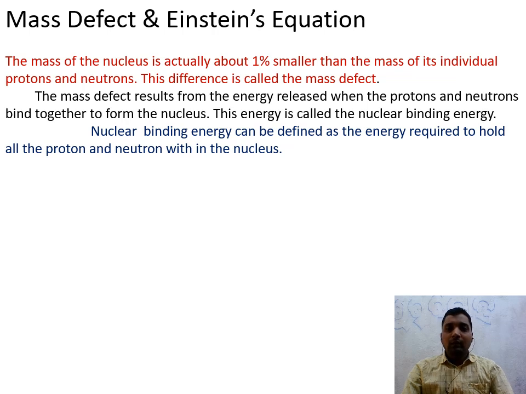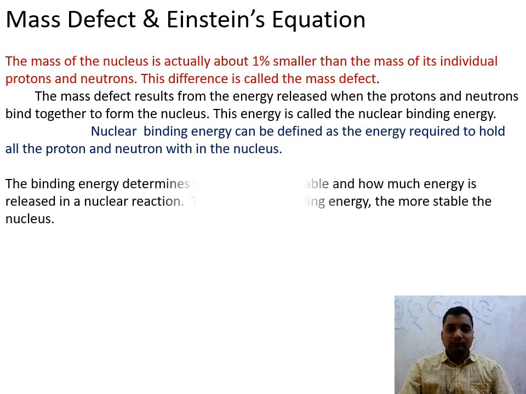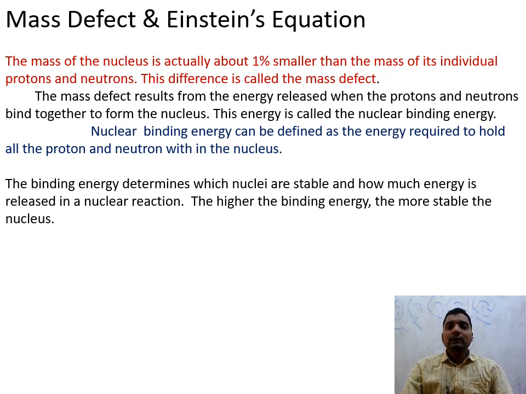And whenever binding energy is very high, at that time the nucleus is very stable. So the binding energy between protons and neutrons decides whether a nucleus is stable or unstable. In a nuclear reaction, how much energy will be released is also decided by this binding energy.